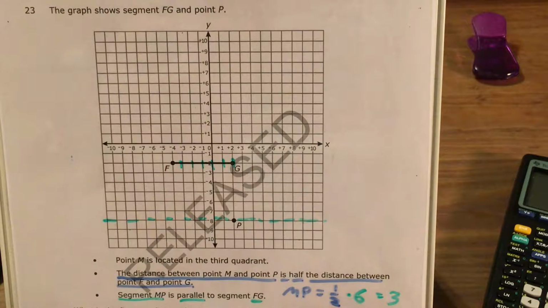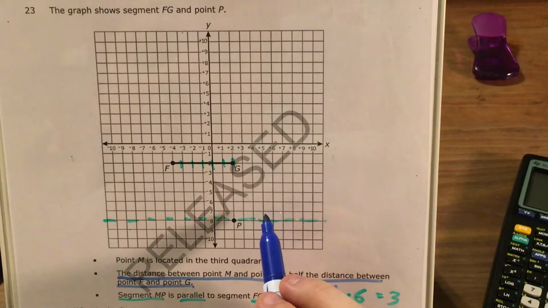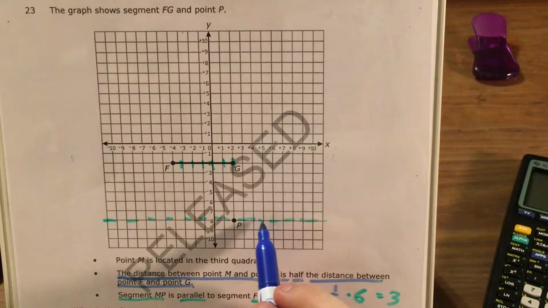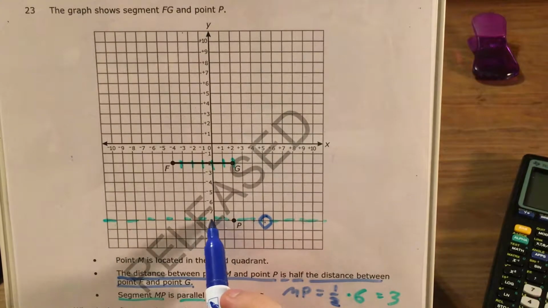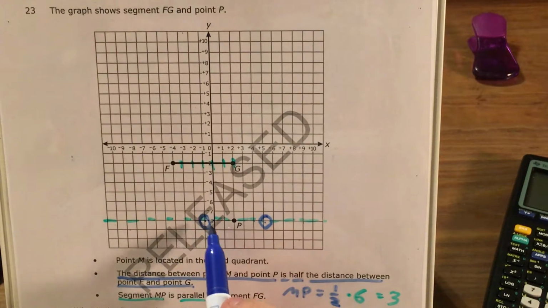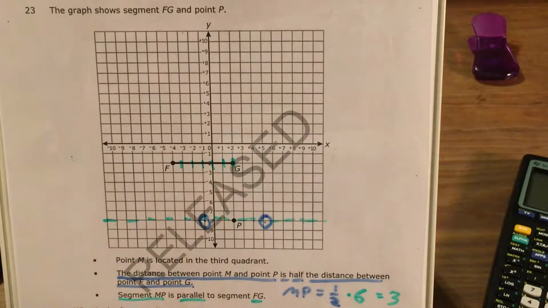So I know that point M is going to go somewhere along this line. And since I know that the distance between point M and point P is 3, I can say, okay, there's two possibilities. I can go 1, 2, 3 to the right, and point M could be there. I could go 1, 2, 3 to the left, and point M could be there. So now I've narrowed it down, out of all these points on the graph, with this information, to just two possible places.